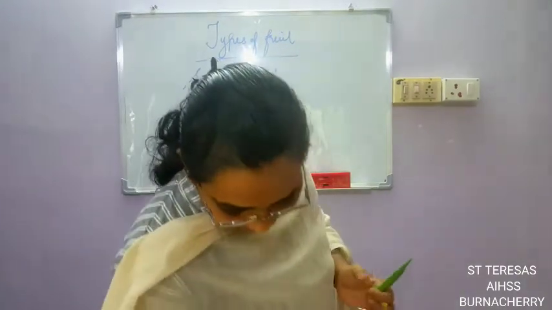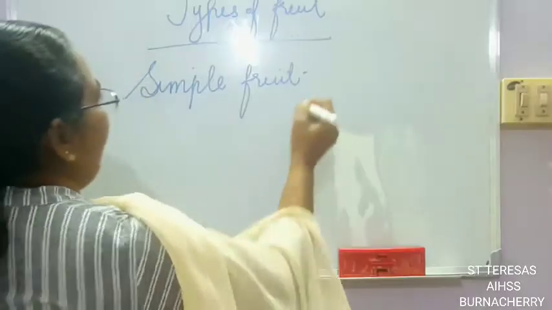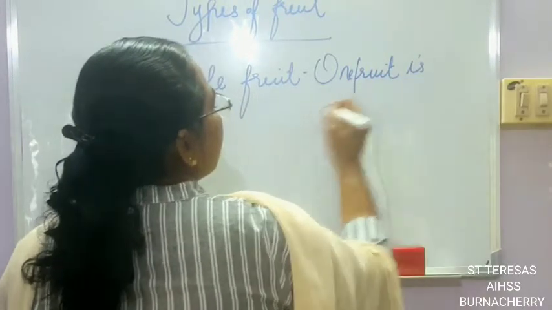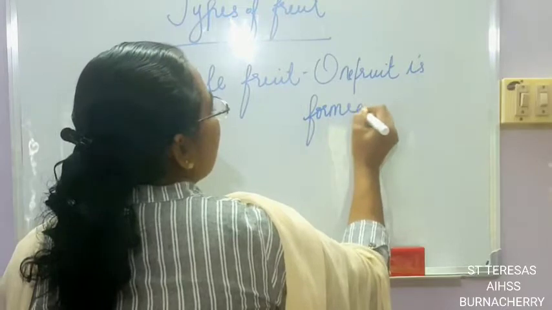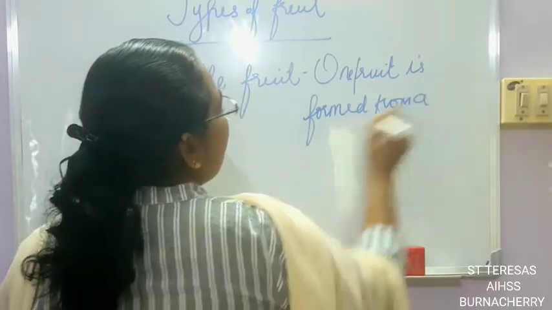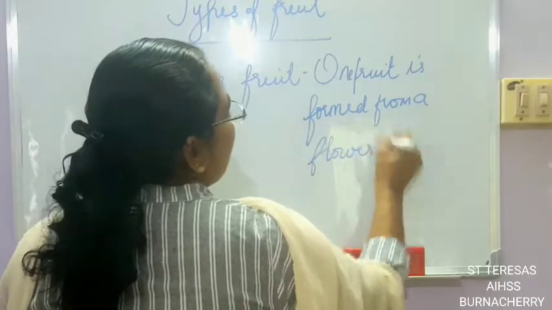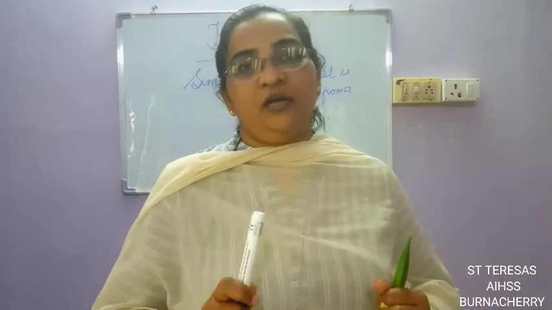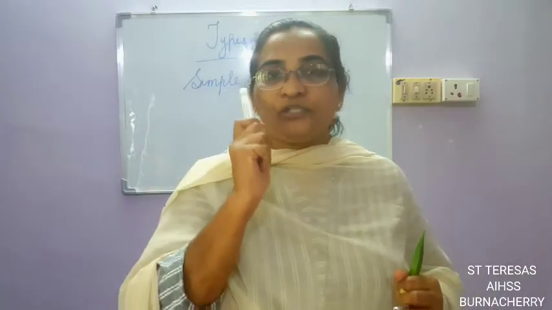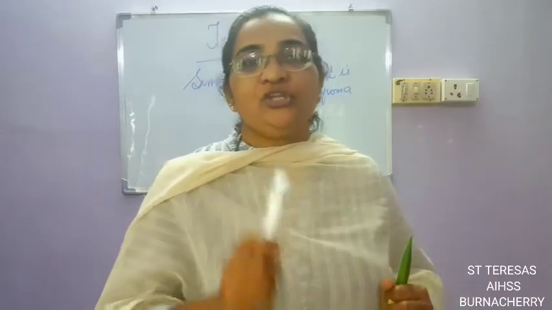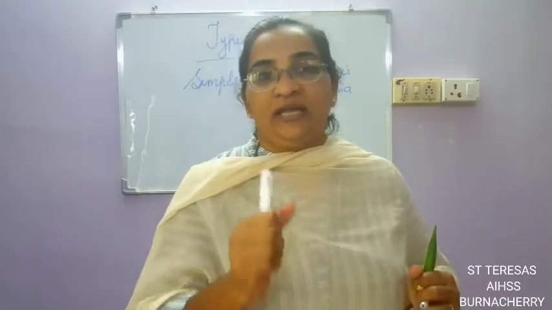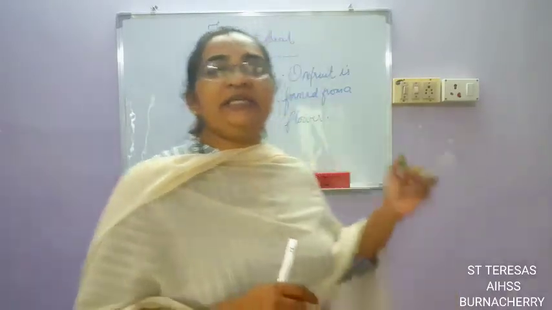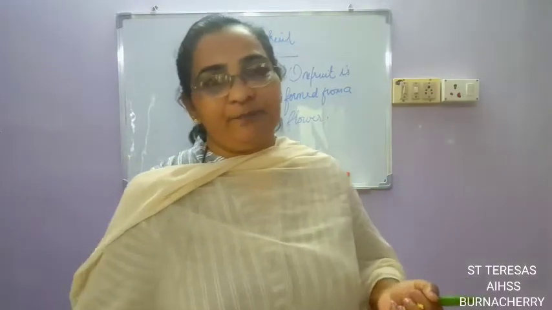So what is a simple fruit? When only one fruit is formed from a flower. Understood? How is it one fruit from a flower? Because that one flower will contain only one ovary. So that one ovary becomes one fruit. So when only a single fruit is formed from a single flower, that is called a simple fruit.